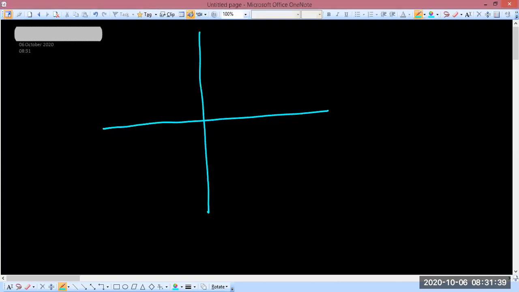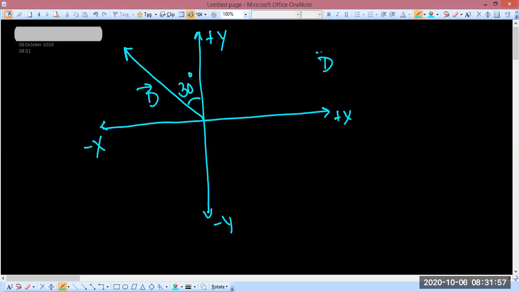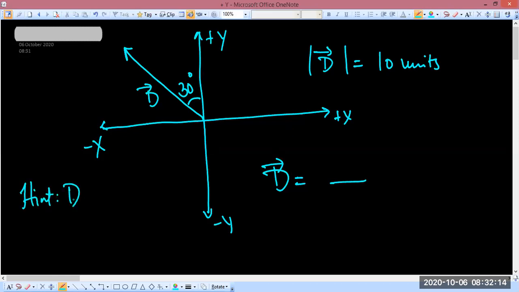Let's try this. Suppose here is a vector that makes 30 degree over here. Let's say this is a vector D. And if D vector has magnitude 10 units, can you find or can you write it in standard form? Come on. Hint, draw the rectangle and everything will be easy.